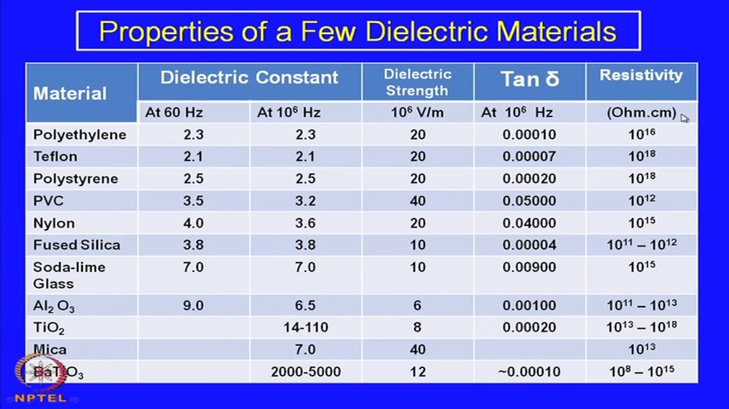Resistivity, it is obvious that all of them have very high resistance, but it varies to some extent, but most of them tend to be higher than 10 to the power 10 ohm centimeter. So, these are the different, in fact, important dielectric materials used in industry for different purposes.